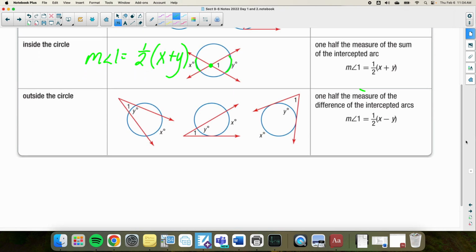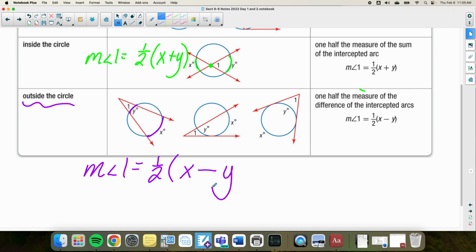And then this is what we're learning today, is when they intersect outside of the circle. And so in this case, when you're finding the measure of angle 1, it would be 1/2 times the furthest away arc, which is x, subtract the nearest arc, which is y. Okay? So you always go 1/2 times the furthest away arc minus the closest.